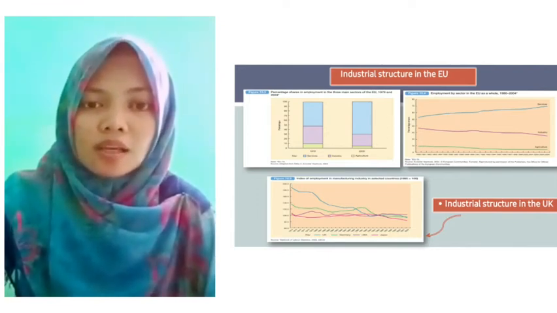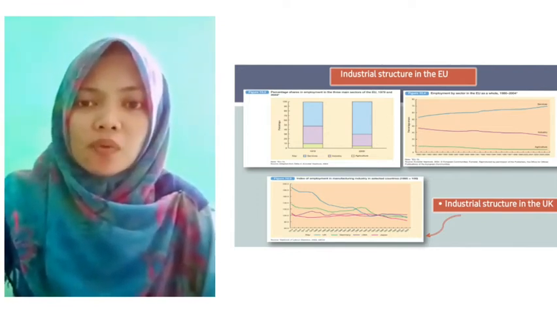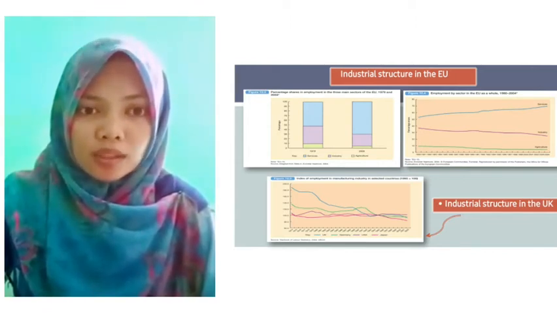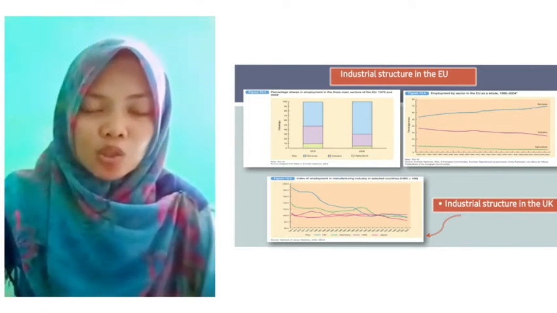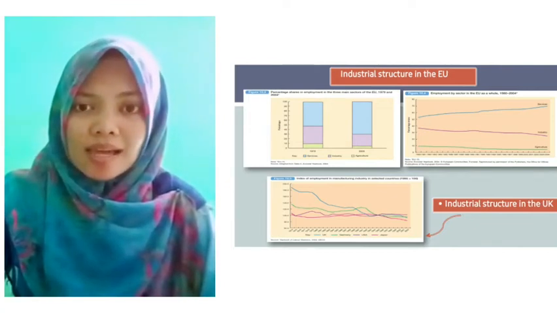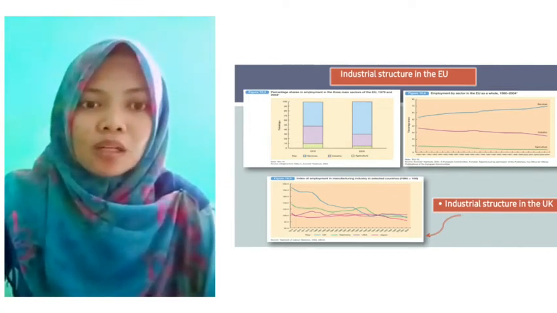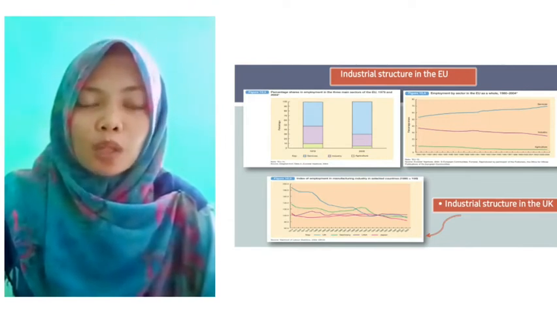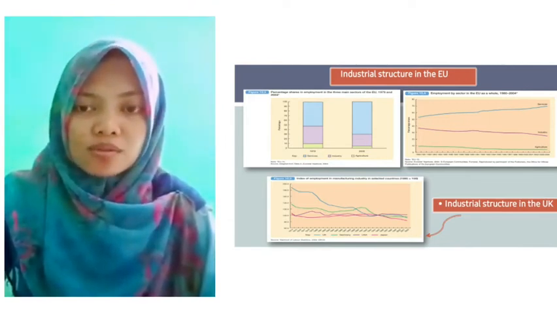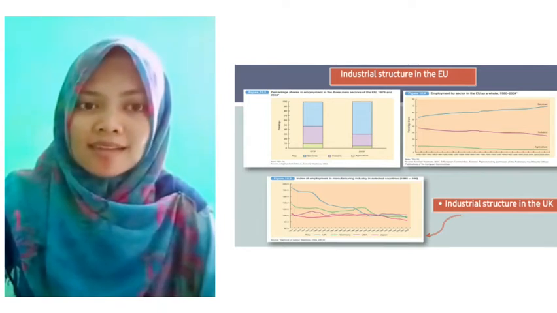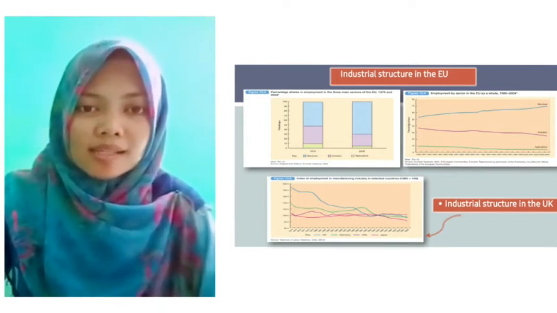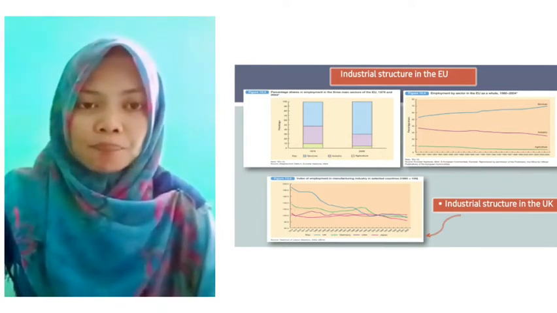In 2004, 5% of the working population of the European Union was employed in agriculture, 20% in industry, and 70% in services. So there has been a gradual trend away from employment in the primary and industrial sector in the European Union as a whole and a gradual rise in employment in the service sector.